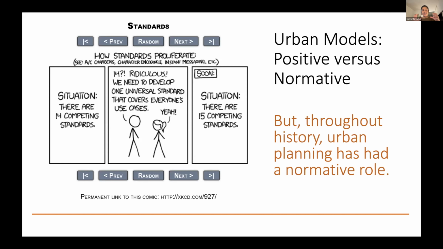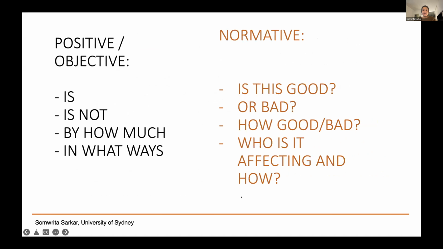So I think we really need to start to think about urban models, being conscious of the normative basis in urban modeling, which we usually tend not to do. And so when I'm looking at a positive objective worldview, I'm simply interested in describing. So something is or is not, by how much, in what ways. A system is segregated, a system is not segregated, it is integrated. With 20% probability, I'm going to choose a neighbor similar to myself. In what ways do clusters of segregation then emerge? I'm simply describing a system. But when I go to the normative end, I'm actually questioning, is this much segregation good or is it bad?